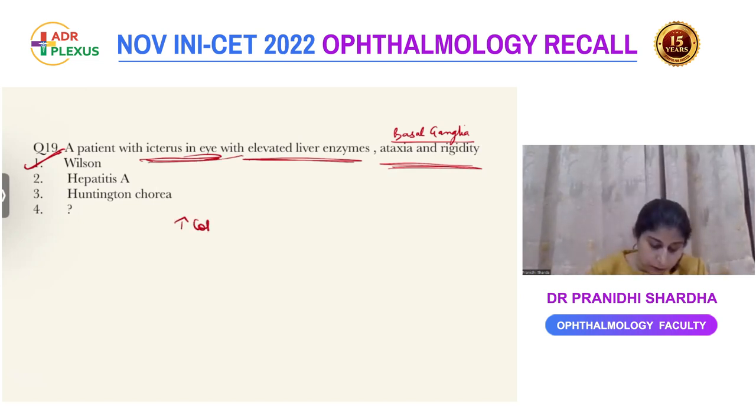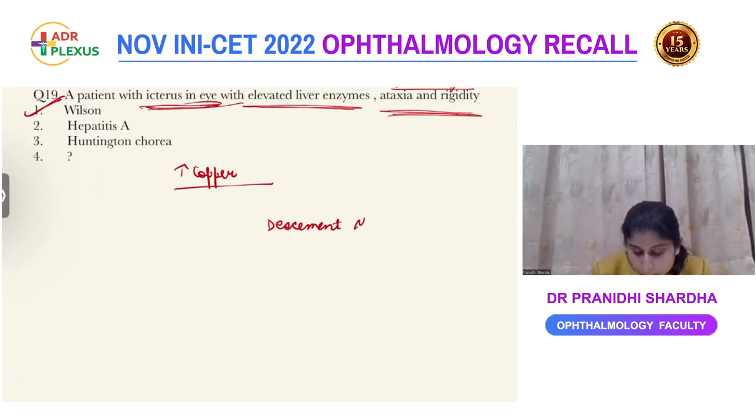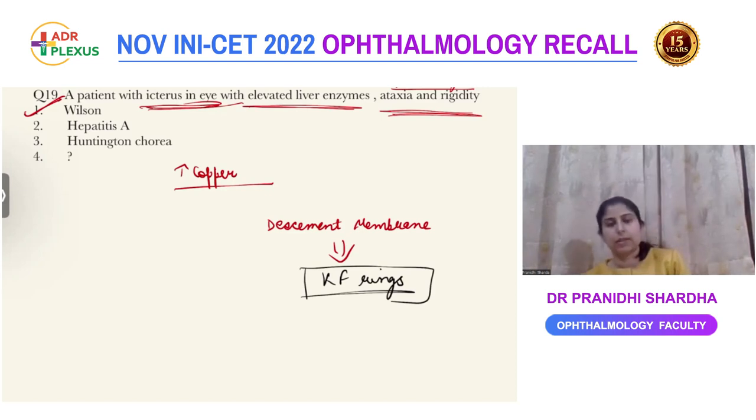Wilson disease occurs because of increased copper accumulation in the body, in the liver. And in Wilson disease, there is accumulation of copper in the Descemet membrane, which we see as KF rings on the Descemet membrane of the eyes, very characteristic of Wilson disease. This is a very straightforward question. Increased copper gets accumulated on the Descemet membrane and is known as the KF ring, easily seen. And the answer to this question is Wilson.